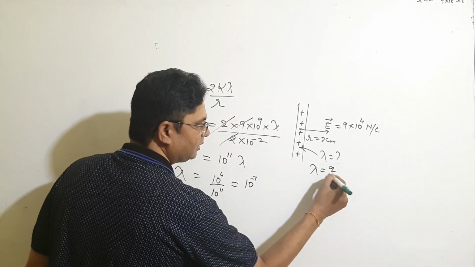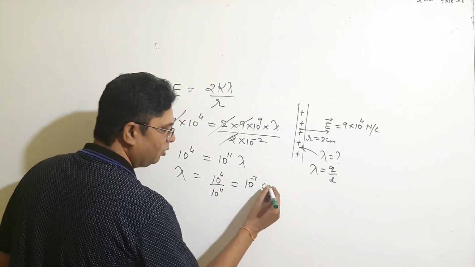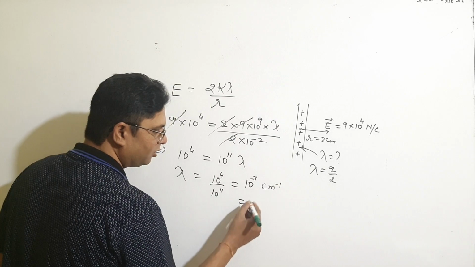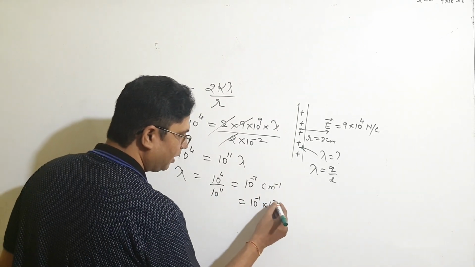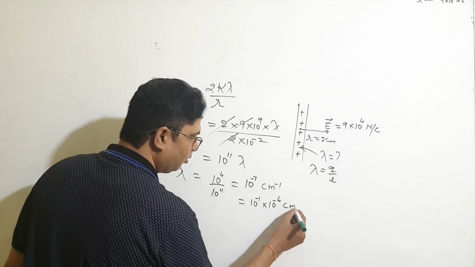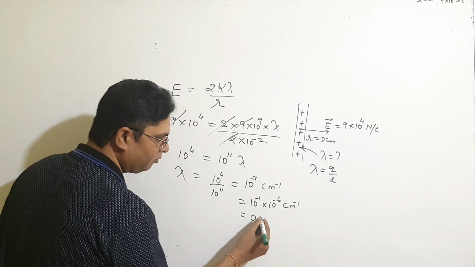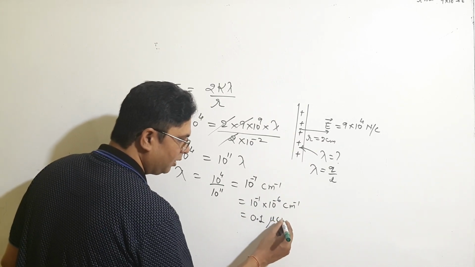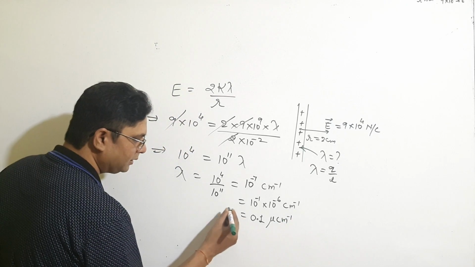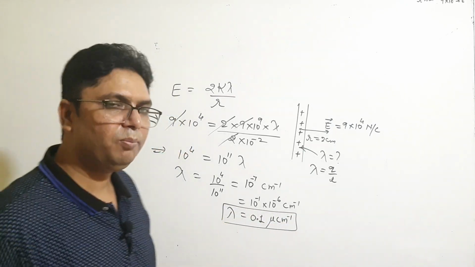And unit of lambda is charge per unit length. So unit is coulomb per meter. So it is coulomb per meter, which can also be written as 10 to the power minus 1 into 10 to the power minus 6 coulomb per meter. 10 to the power minus 1 means 0.1 and 10 to the power minus 6 means micro coulomb per meter. So the answer lambda is 0.1 micro coulomb per meter.